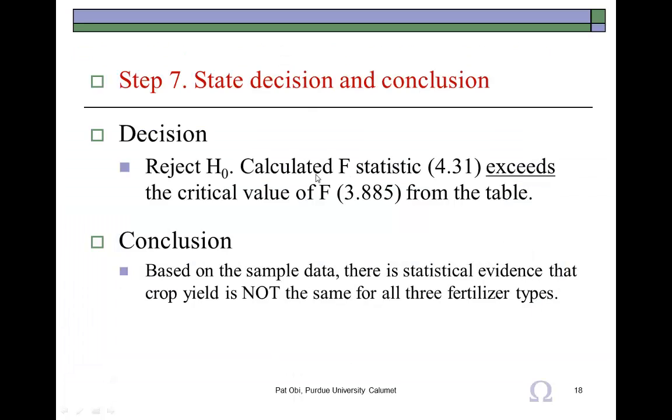And so our decision would be to reject the null hypothesis because the calculated F statistic of 4.31 exceeds the critical value of F, which here is 3.885. And our conclusion, therefore, is that based on the sample data, there is evidence that crop yield is not the same for all three fertilizer types.